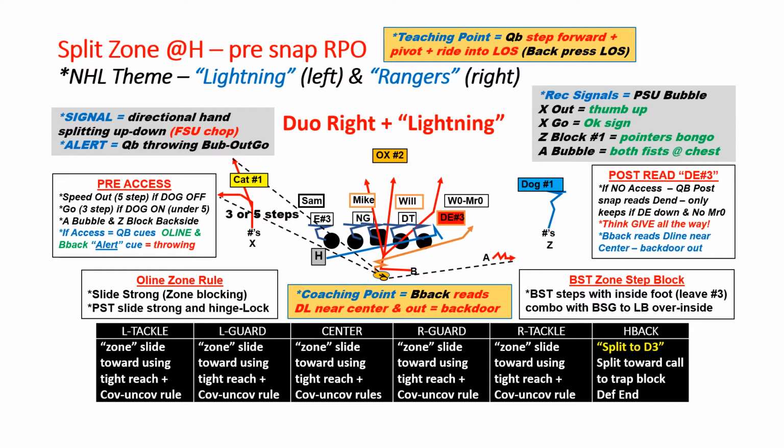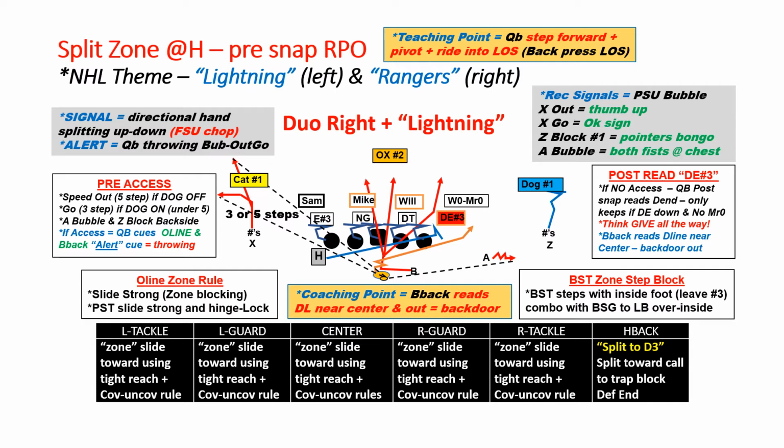Again, the receivers are locked into their route, so the X will always run an out-go, meaning if the defender is off 5 yards, he'll just run a 5-step speed out. If he's up within 5 yards, now he'll just add in that third step, take off and run a go route.